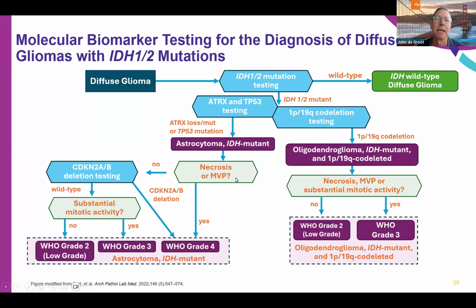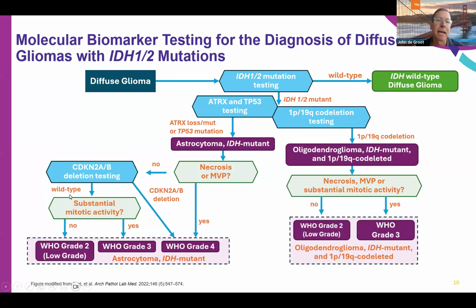On the astrocytoma side, again, pathologists are looking for this necrosis or microvascular proliferation. If they see that, then it's a more aggressive World Health Organization grade 4 astrocytoma. If it's not seen, then one of the next important steps is to look and see if there's a loss of this gene called CDKN2A/B. It's kind of a long name, but this is part of the next generation sequencing panel that we do on tumors. And if it is lost, then that automatically upgrades it to a World Health Organization grade 4.